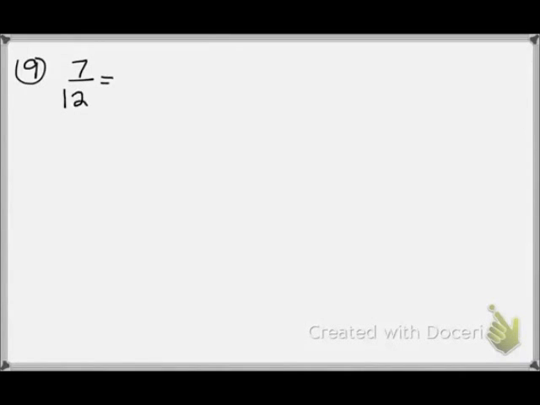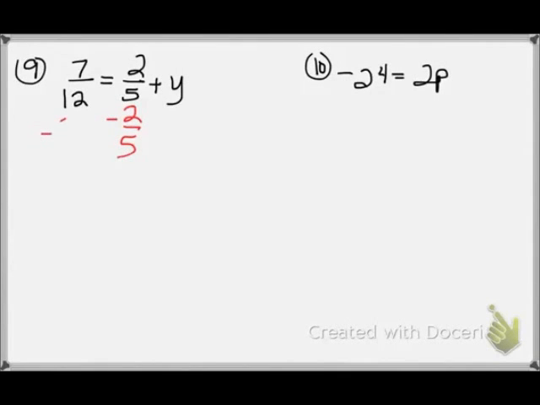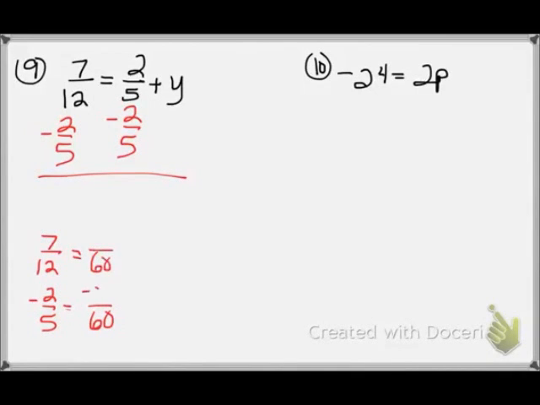Good old fractions. 7/12 equals 2/5 plus the letter y. And number 10 is -24 equals 2p. Alright, number 9. I'm going to subtract 2/5 from both sides. In the bottom corner, I'm going to show you how I'm doing common denominators, which is going to be 60, by the way. And then I'm making what's called equivalent fractions.